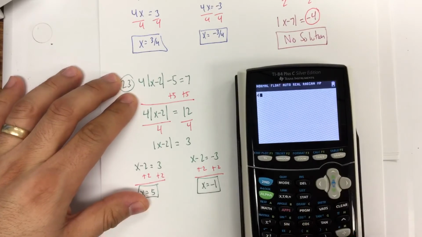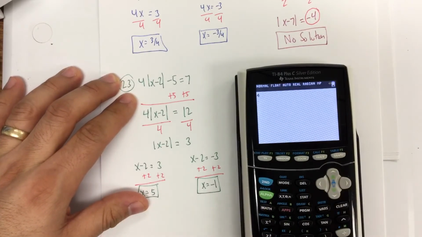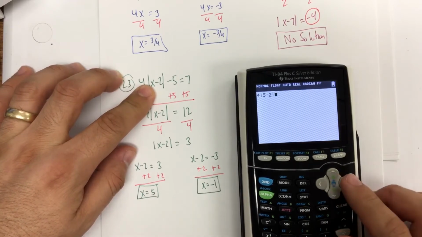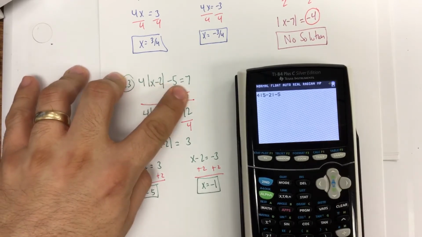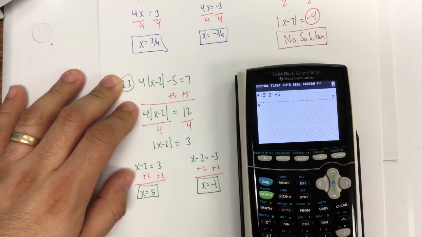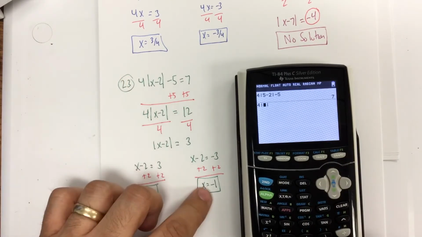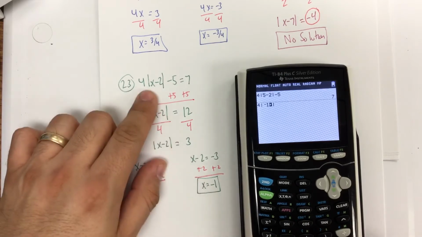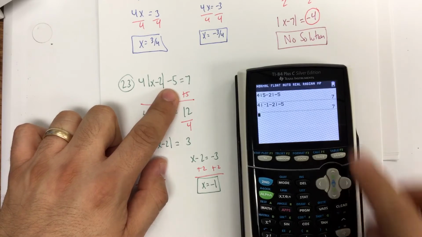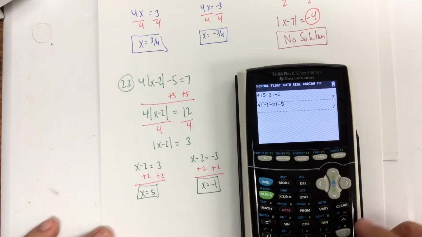So you start with 4, absolute value. X is 5, so 5 minus 2. Absolute value works out, minus 5, and it should equal 7, which it does. And then we can do the same thing for the next one. So 4, and it's going to be negative 1 minus 2. Absolute value works out, minus 5, and that also equals 7. So both answers do check out, just to verify.